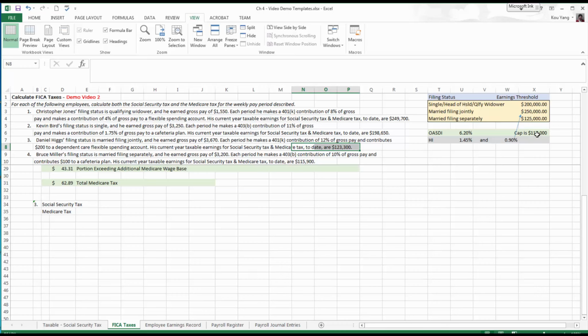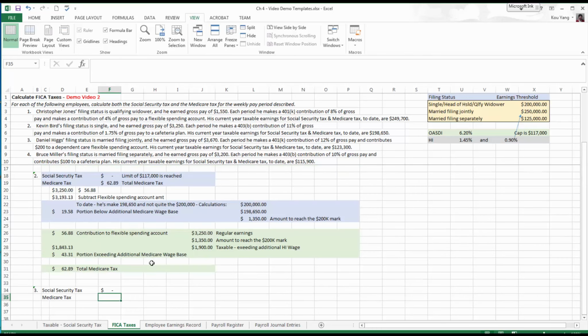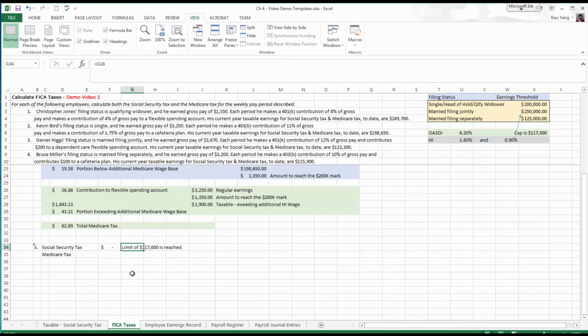Okay. So with the information given, it looks like his to-date earnings is $123,300. That is clearly over our cap of $117,000. So his tax is going to be $0 here. Okay, so his limit of $117,000 is reached for Daniel Higgs.